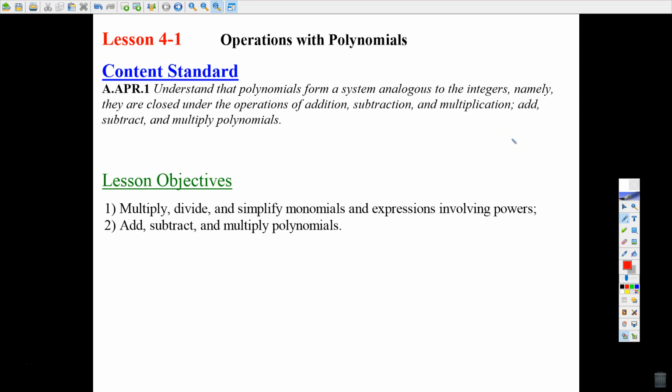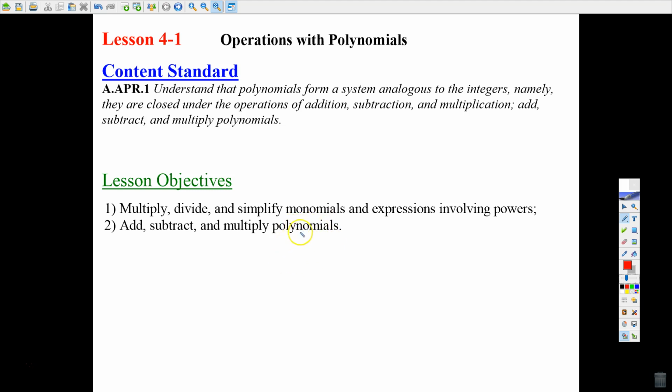We start a new chapter today, and today's lesson, as you can see, is going to be operations with polynomials. There's two main objectives that I want to accomplish with this lesson, and hopefully after watching this and doing your own practice, you will be very good at multiplication, division, and simplifying monomials and expressions involving powers or exponents. And then we also want you to be really good at addition, subtraction, and multiplication of polynomials.